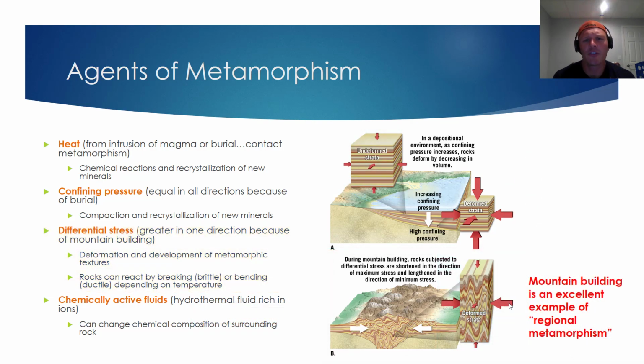The last agent of metamorphism that we'll consider is chemically active fluids. In really hot regions, these ion-rich fluids can surround minerals and act as catalysts that promote recrystallization. Chemically active fluids can change the chemical composition of surrounding rock.